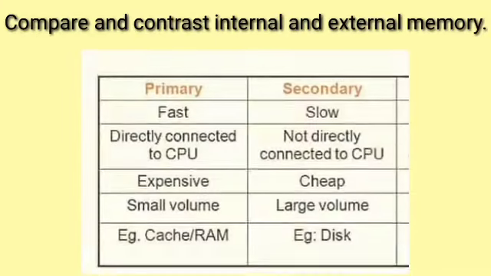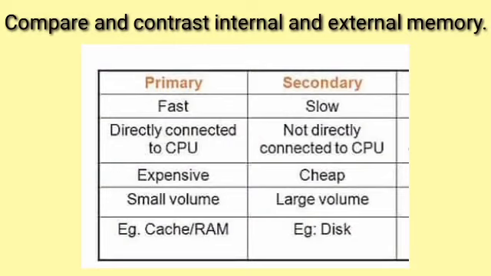Now let us move on to the next question. The next question is the difference between the internal and external memory, which is the difference between the primary and secondary memory. You can see here in the diagram the difference between the primary memory of computer and secondary. The primary is the fastest memory and secondary is the slow memory. Secondary memory is also known as external memory and primary is known as internal memory. Primary memories are directly connected to the CPU, whereas secondary are not.